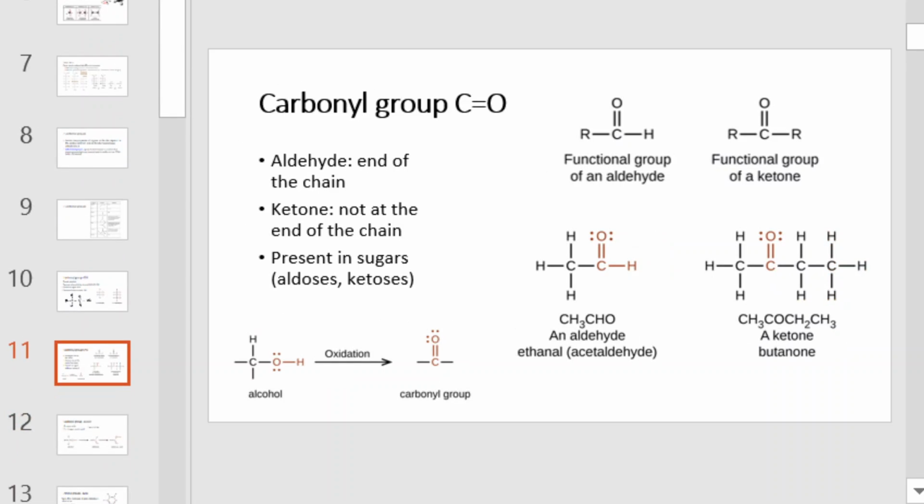The carbonyl group is a carbon double bonded to an oxygen, and it's illustrated on this slide in several forms. There is the aldehyde, which can be found at the end of a chain, and a ketone, which is not at the end of the chain. Carbonyl groups can be found in sugars such as aldoses and ketoses.